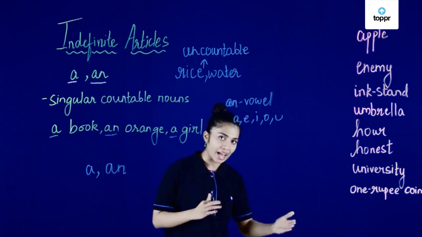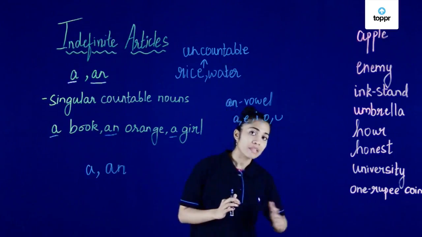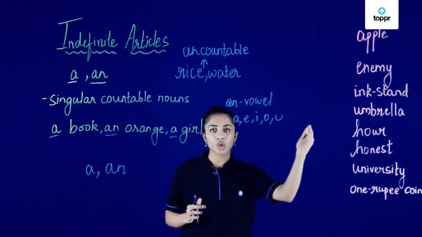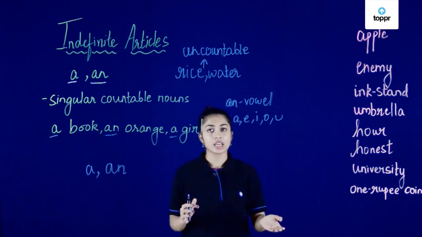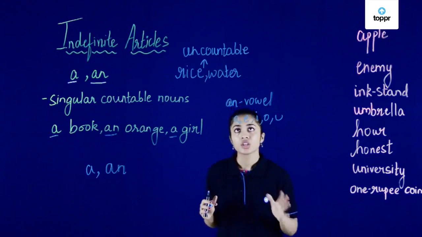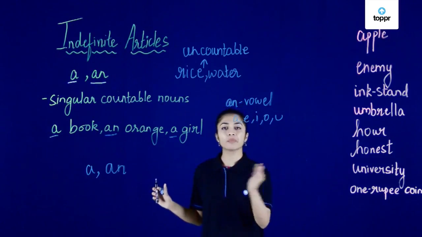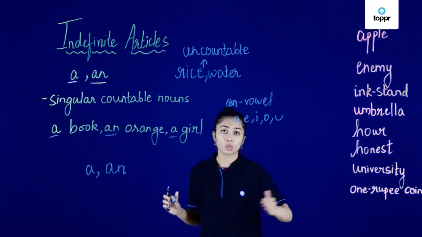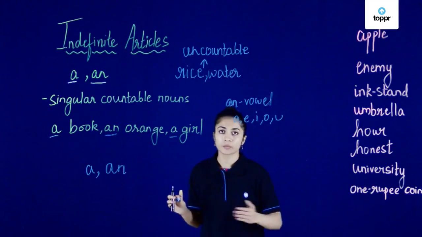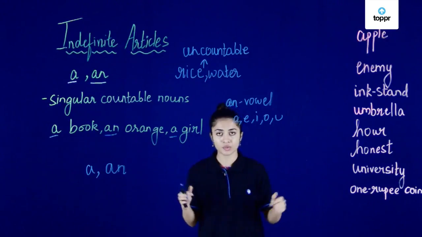So we use an before those nouns that start with a vowel letter, and our vowel letters are A, E, I, O, U, and all the other letters in the English alphabet are consonant letters. So this is the rule: an before nouns starting with vowel letters, and a for the consonant letters. Okay, so that is the rule.